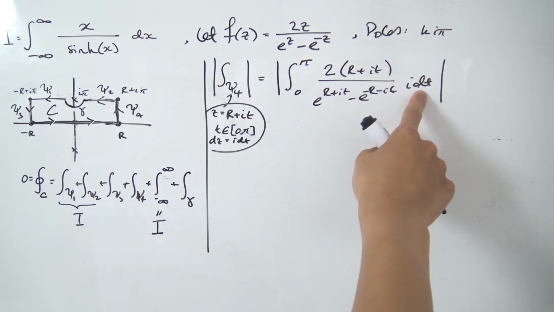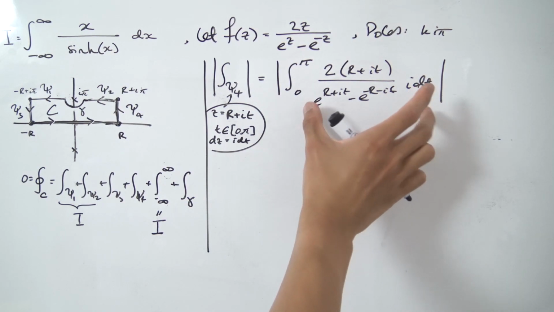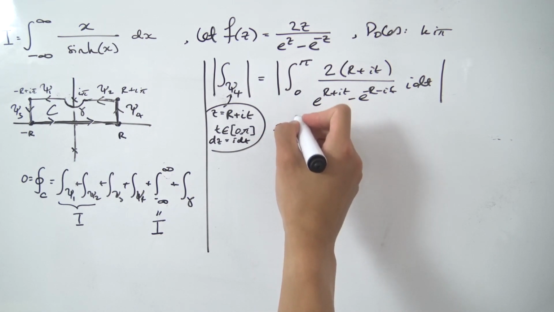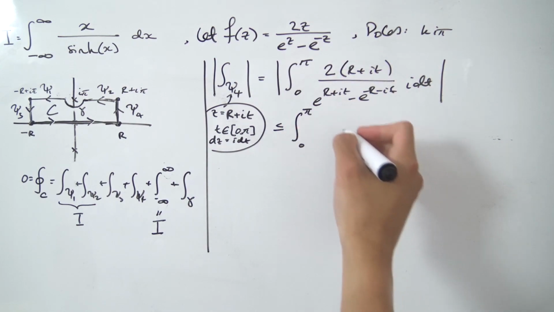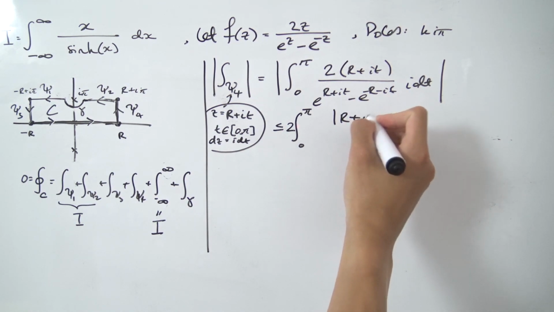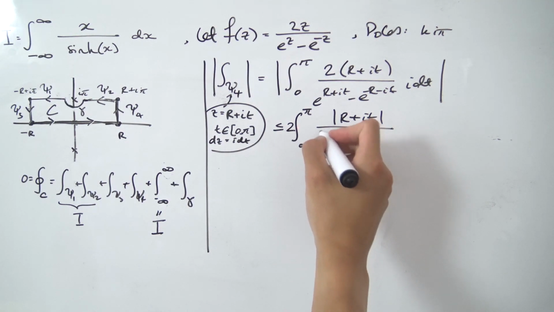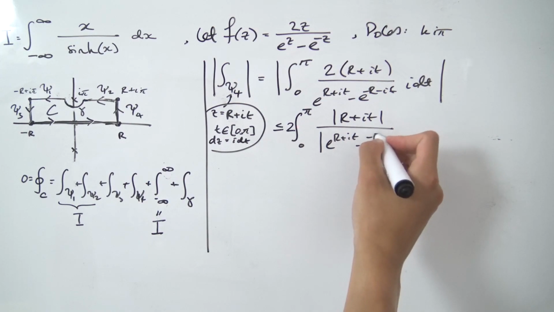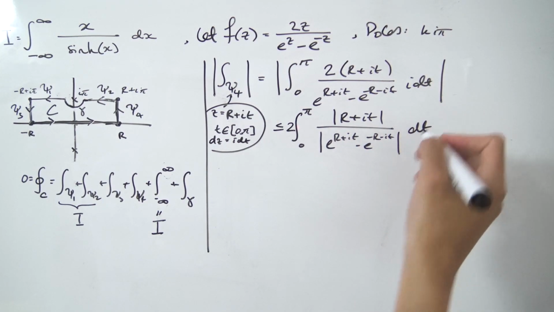Now, this is integrating with respect to a real variable, so we can use the integral inequality to bring these absolute values inside of the integrands. So this is going to be less than or equal to the integral from 0 to pi of the absolute value of everything on the inside. So let's bring that 2 out. Then we'll have the absolute value of r plus it divided by the absolute value of the inside here, so that's e to the r plus it, minus e to the minus r minus it, and then the absolute value of i is 1, and then we have a dt.